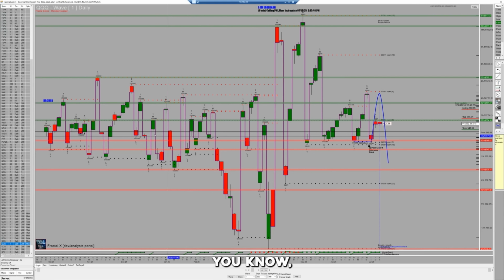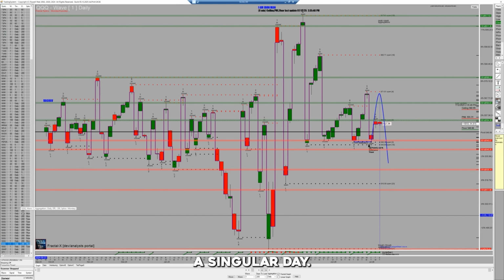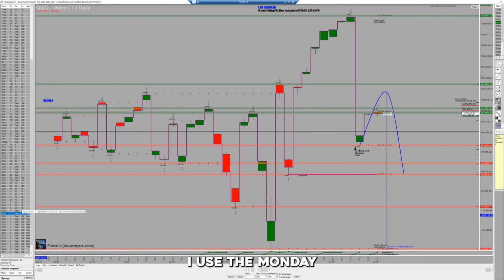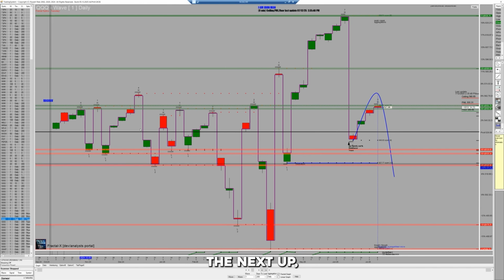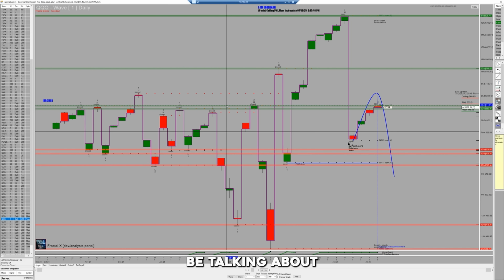Splicing is a pretty basic tool that you can use, but you have to mess around on your own to find different patterns and what you want to look at. For example, I use the 2 day combo and a singular day. I use the Monday, then the Monday, Tuesday, and then I move on to the next day. Next up, the last tool we're going to talk about is the periscope.